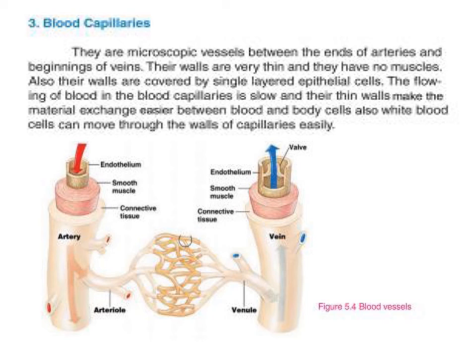their thin walls make material exchange easier between blood and body cells. Also, white blood cells can move through the walls of capillaries easily. When we talk about the white blood cells, we say they can penetrate the walls of blood capillaries. This picture shows the connection between the arteries and veins. By what? By blood capillaries.